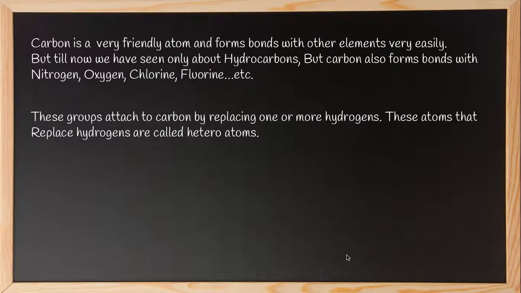These groups attach to carbon by replacing one or more hydrogens. These atoms that replace hydrogens are called heteroatoms. So, if these groups have to attach with carbon, they need to replace hydrogen and then attach to carbon. For clear understanding, let us look at an example.